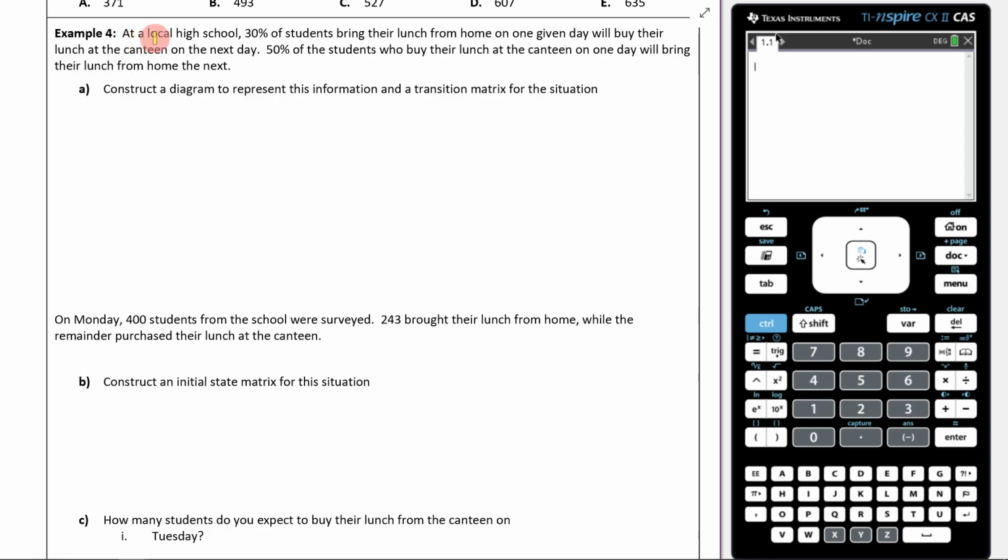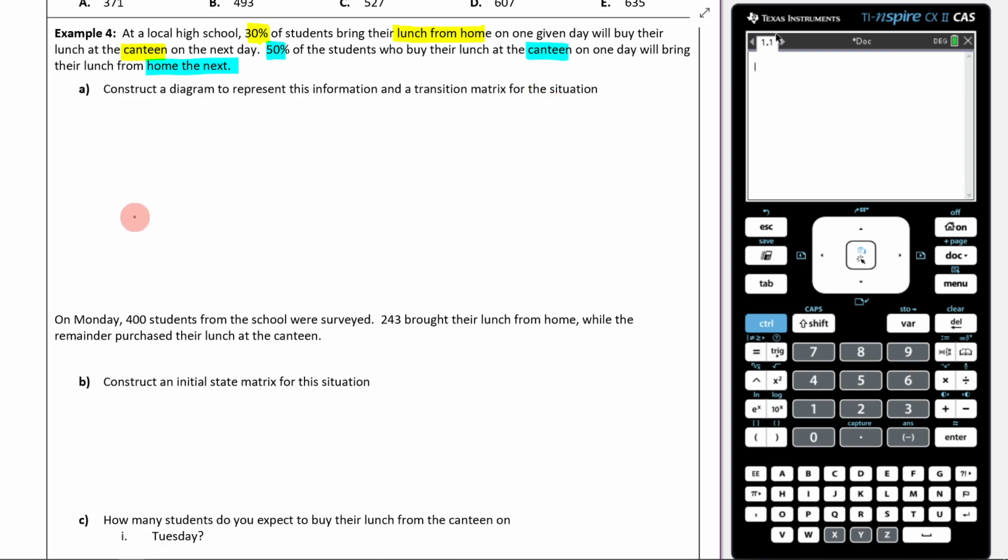So we're now going to answer this question. It says, at a local high school, 30% of students who bring their lunch from home on a given day will buy their lunch at the canteen the next day, when 50% of students who buy their lunch at the canteen on one day will bring their lunch from home the next day. And what we need to do here is construct a diagram to represent this information and a transition matrix as well.